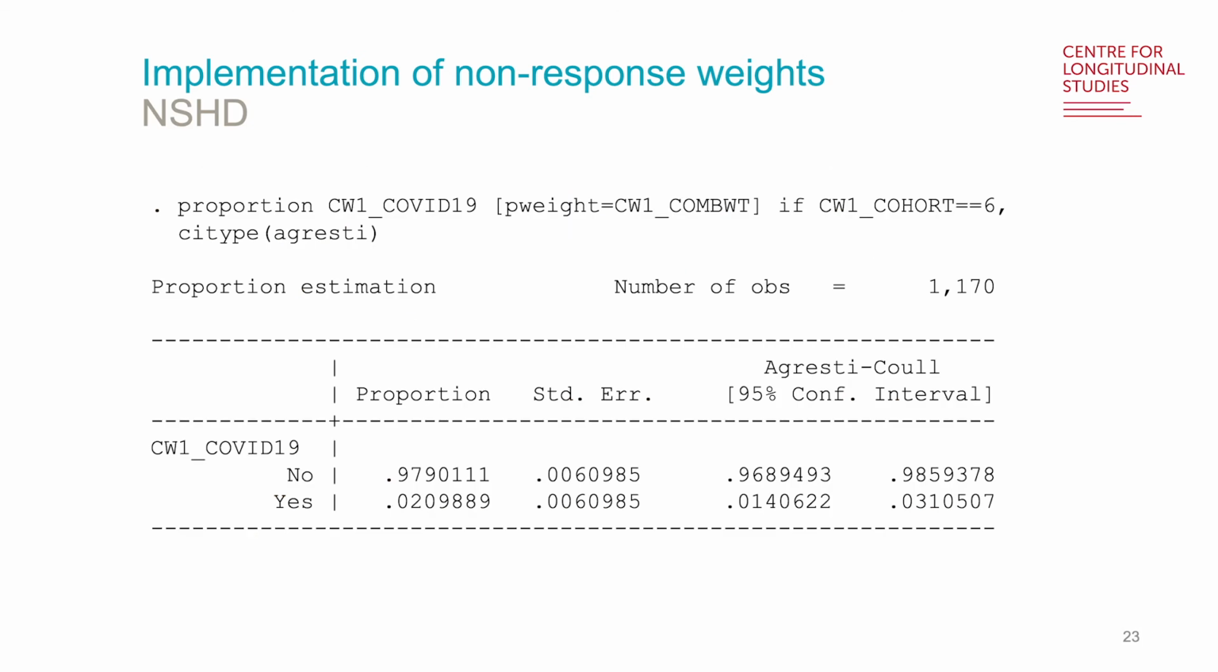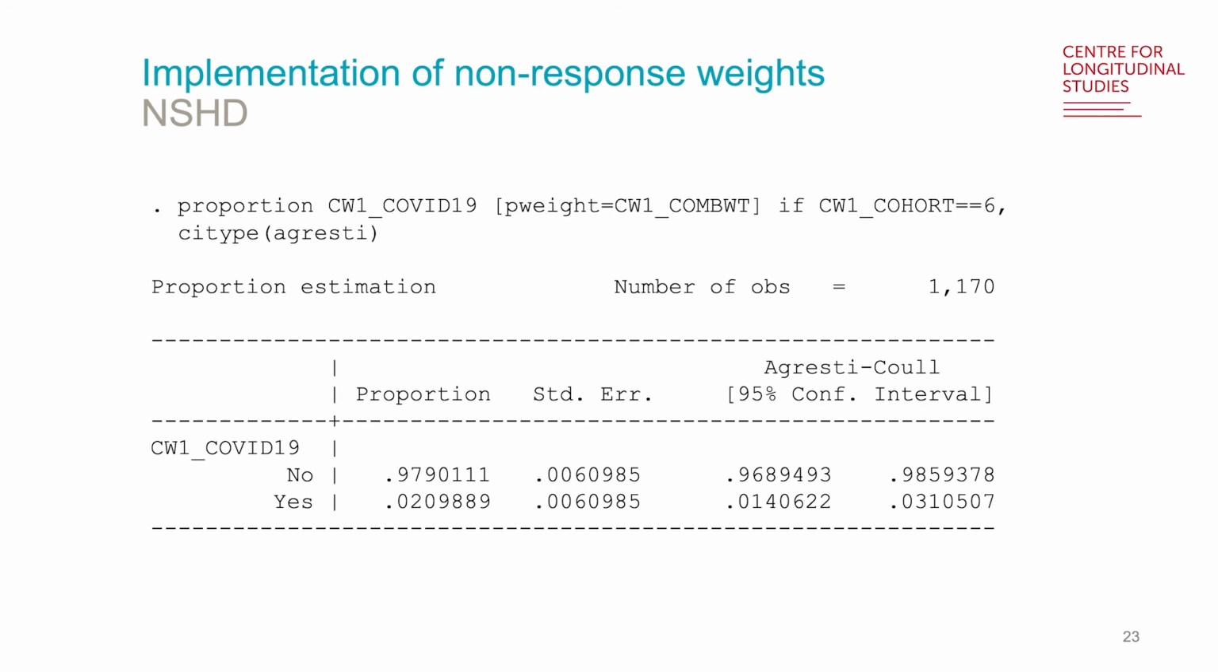So NSHD, as I said, there is a design weight to take into account, but this has already been combined with the non-response weight. So here we can just pweight using this combined weight. And sorry, I should say, I'm going to be using the same command throughout all of these. That's proportion, which just gives us the proportion of this variable, which is the recoded binary variable coronavirus, yes or no. And here this if statement, CW1 cohort equals 6, is saying that it's NSHD. You'll see in subsequent slides that this is a different value for the other cohorts.